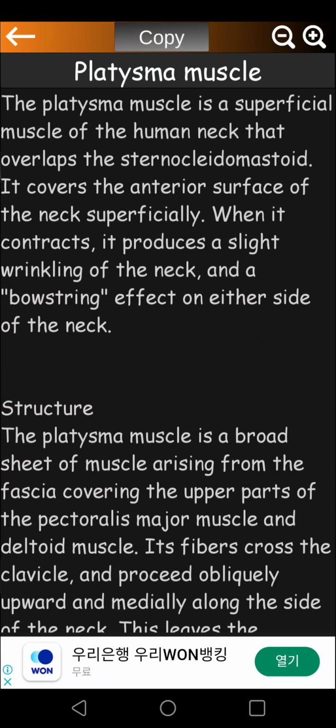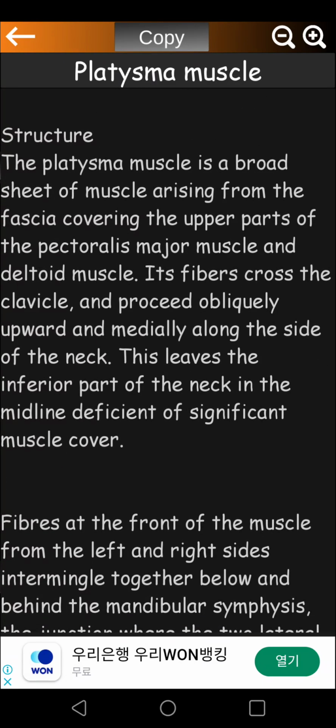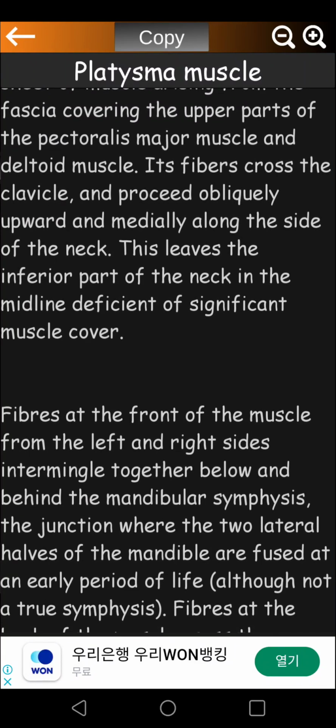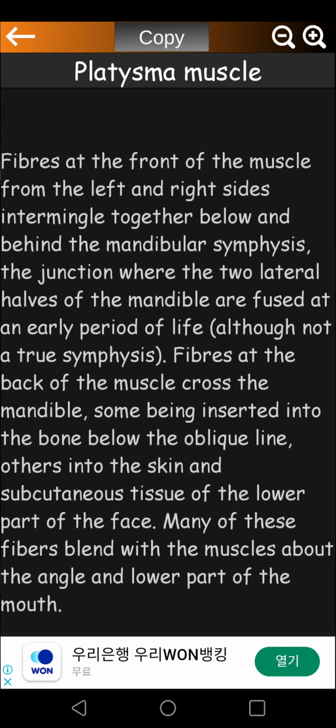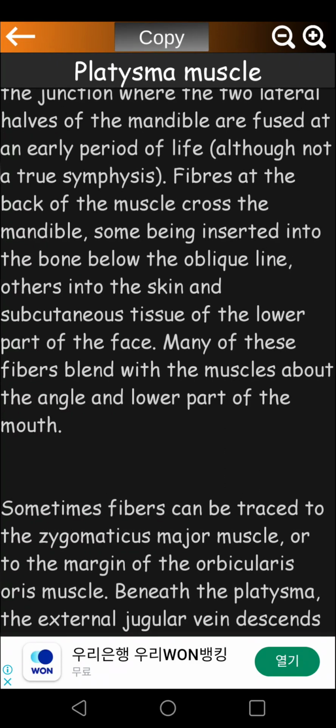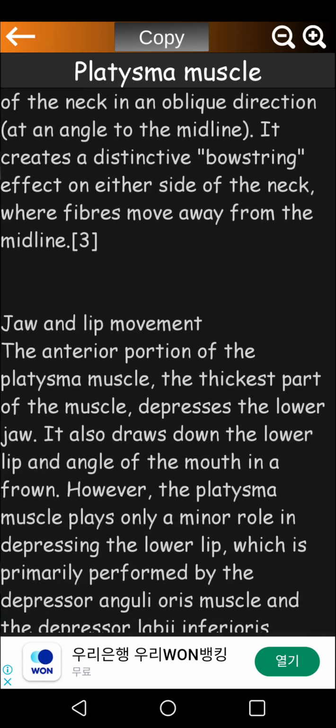The platysma muscle is a superficial muscle of the human neck that overlaps the sternocleidomastoid and deltoid. It covers an anterior structure. This leaves the inferior part of the neck in the baseline deficient of significant muscle cover. The muscle crosses the mandible, some fibers being inserted into the bone below the oblique line.